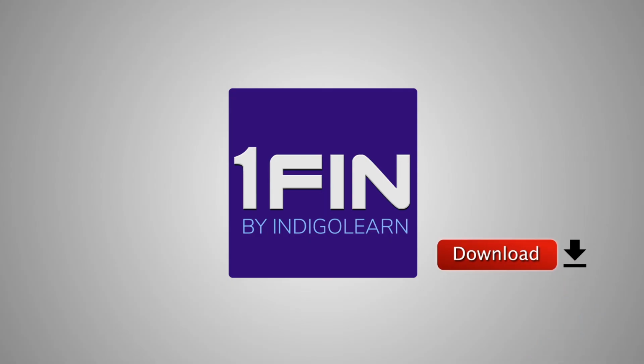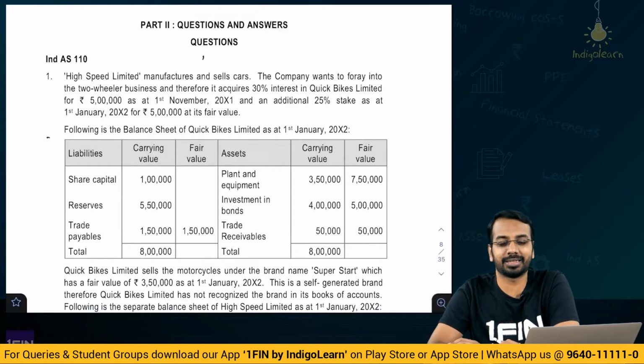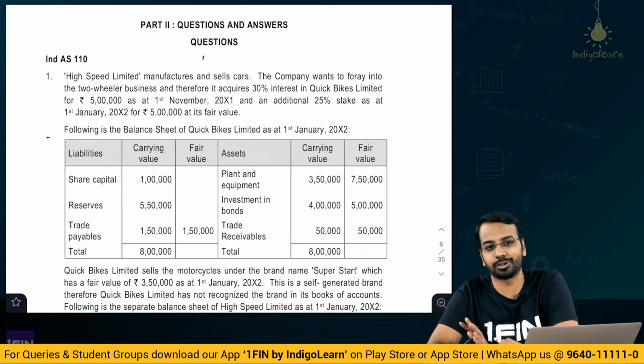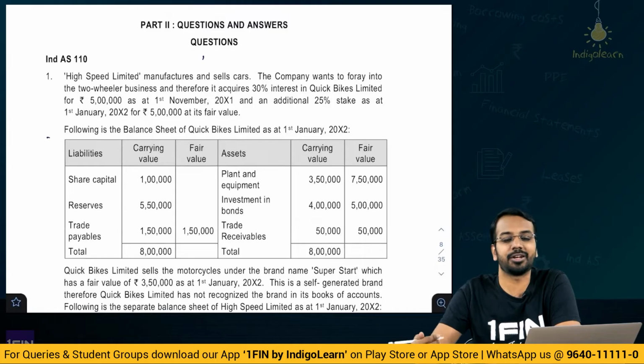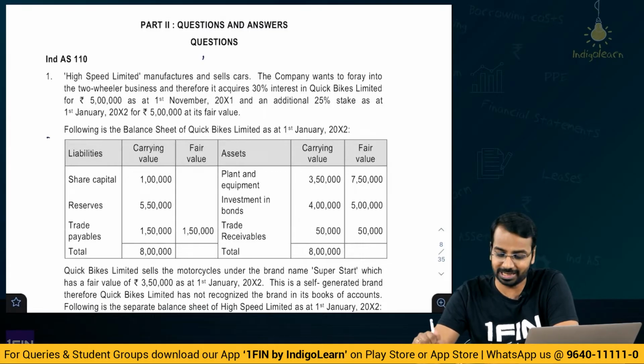Hello students, let's have a look at the May-23 RTP for financial reporting for CA final. We'll have a look at the questions, and if there are any specific points to be remembered, we'll try to highlight those, and this will serve as a very good revision for you before your examination, right? So straight away to the questions.